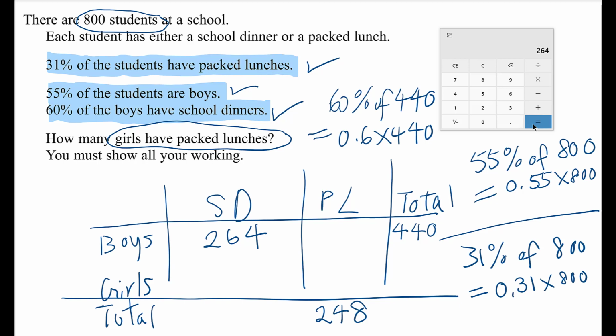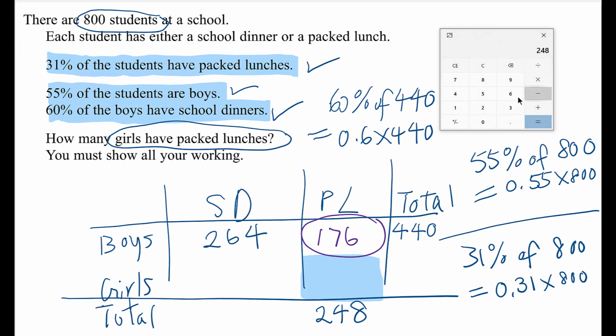Okay, do I need to complete the whole table? Maybe not. So let's look at what we need. If we look here, we want the girls who have packed lunch. So this is where we want to find the missing number. If we go back, we can find this number by first working out this number here, by taking 264 away from 440, which is 176.